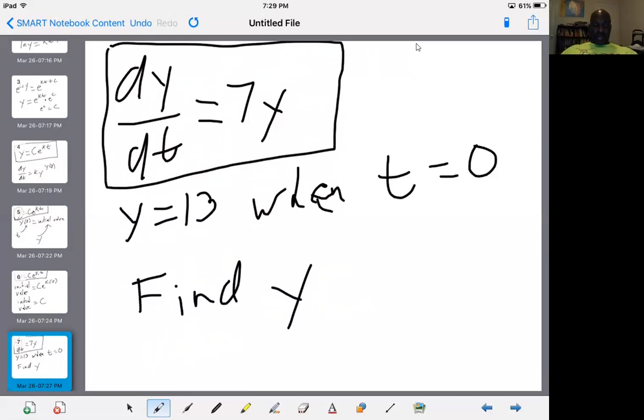So your job is to find this. So they want you to find y. Well, when you know the recognition, that's why it's very important to remember the solution. Y is c times e to the power of kt. Here's y. I found it.